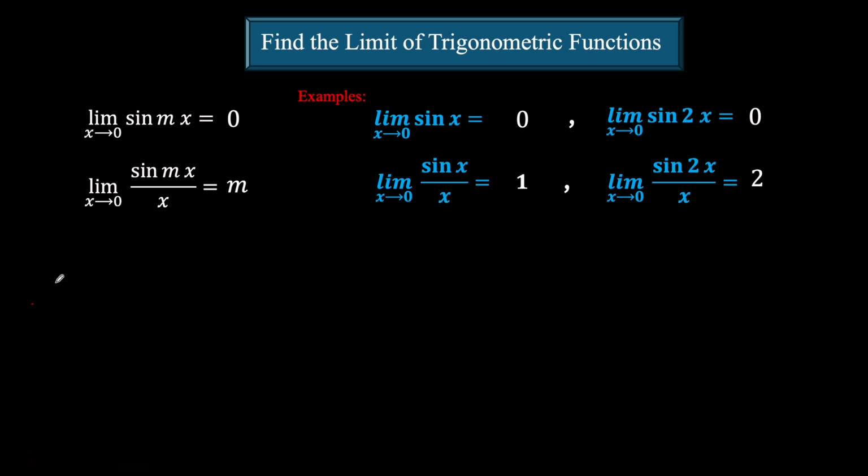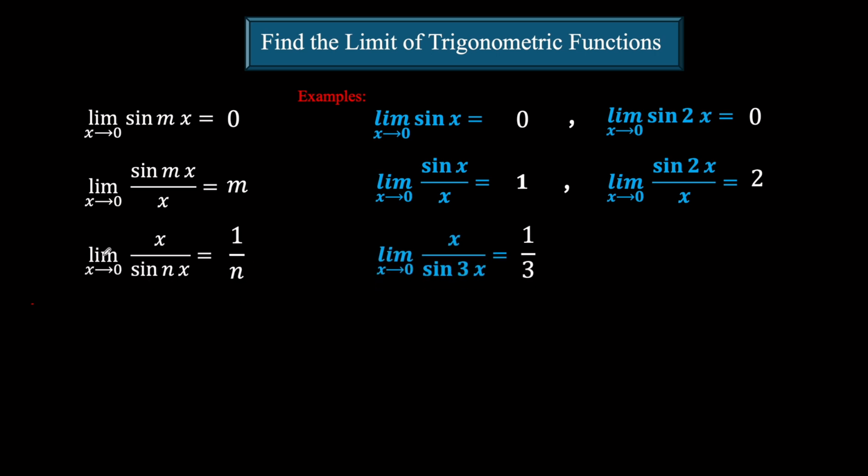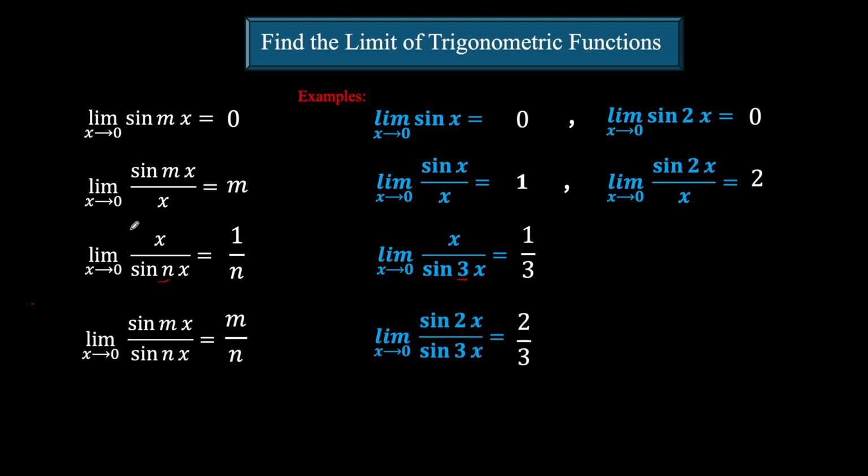Let's continue. Limit as x approaches 0 of x over sine nx is equal to 1 over n. Let's see this example. Limit as x approaches 0 of x over sine 3x is equal to 1 over 3, so n here is 3. Let's see this rule also. Limit as x approaches 0 of sine mx over sine nx is equal to m over n. So we take the coefficients of x. Here sine of 2x over sine 3x, so we take 2 over 3.